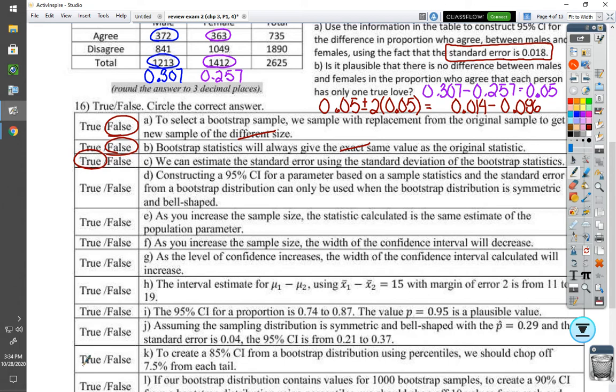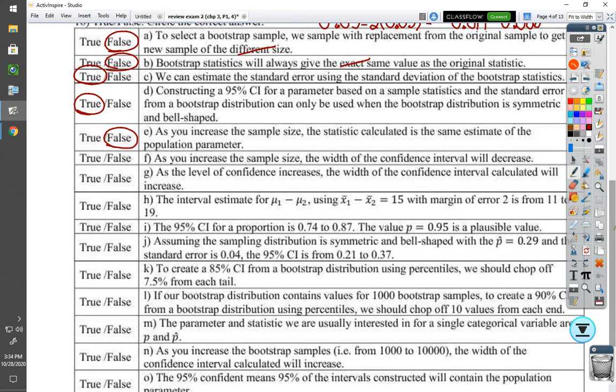Constructing a 95% CI for a parameter based on sample statistics and the standard error from a bootstrap distribution can only be used when the bootstrap distribution is symmetrical and bell-shaped. Yep, because we just threw one away that was no good. As you increase sample size, the statistic calculated is the same estimate. No, remember, the more n values you have, the better the data.